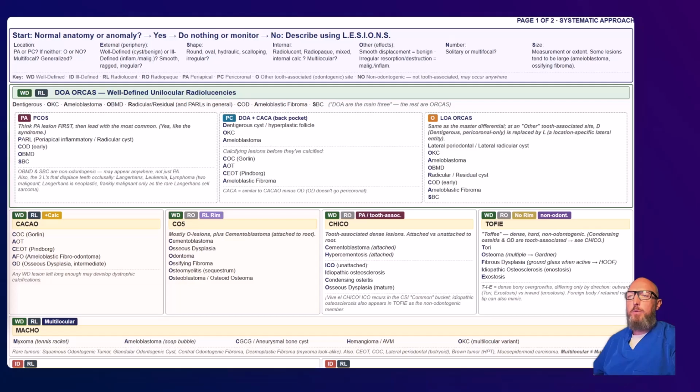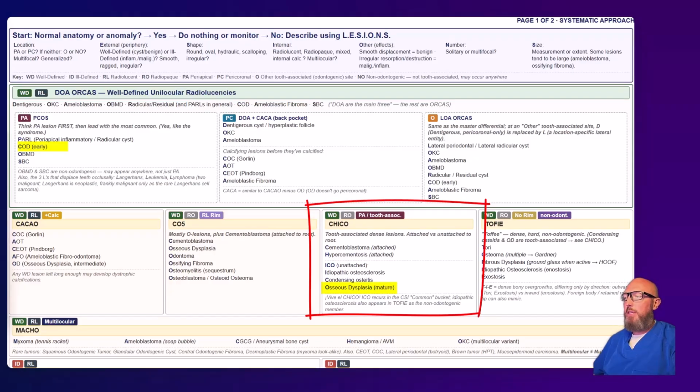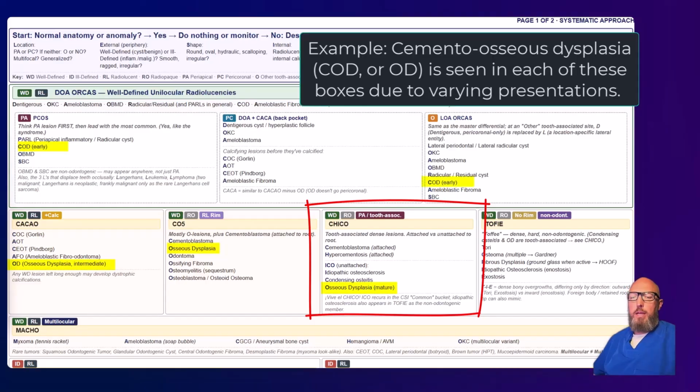We'll start, like I said, with periapical inflammatory lesions. We are also going to talk about cemento-osseous dysplasia, and you'll see that that's repeated again. We'll talk about some radiopaque lesions that are pretty common. And so you look down to this box for radiopaque lesions around the teeth, and we have this CHICO acronym: cementoblastoma, hypercementosis, idiopathic osteosclerosis, condensing osteitis, which is a form of an inflammatory lesion, a periapical inflammatory lesion, and then this is repeated. So some things are going to be repeated between 2 or more boxes because they may show up multiple times on differential diagnoses.